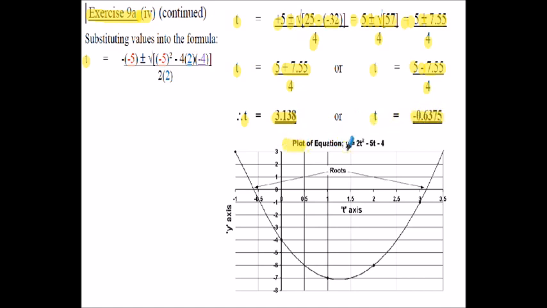Here's a plot of the equation y is equal to 2t squared minus 5t minus 4. And we can see from the graph here that there's a root to the right of 3, so the above value of 3.138 seems reasonable. And there's a root to the left of the minus 0.5, so the above value of minus 0.6375 also seems reasonable. Note the formula is the analytical method for solving quadratic equations, giving the exact values for the roots, whereas the graphical method is visual, showing the shape of the diagram, but it's more difficult to read the actual values of the roots.